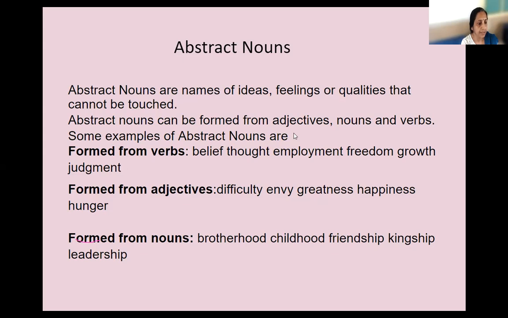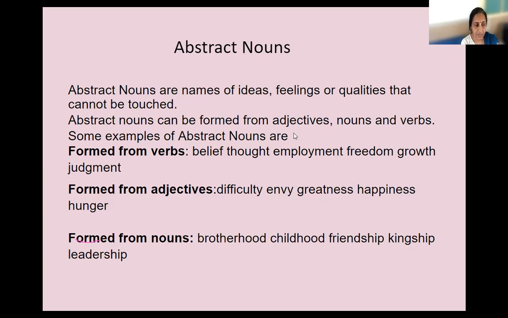So some examples of abstract nouns are, like I told you, you can form abstract nouns from different adjectives, from nouns and verbs. So we will see some of the abstract nouns which are formed from verbs. So belief is from the verb to believe. Thought is from the verb to think. Employment is another abstract noun that is formed from the verb employ. Freedom is again an abstract noun, to be free. Growth is from to grow. Judgment is from to judge.